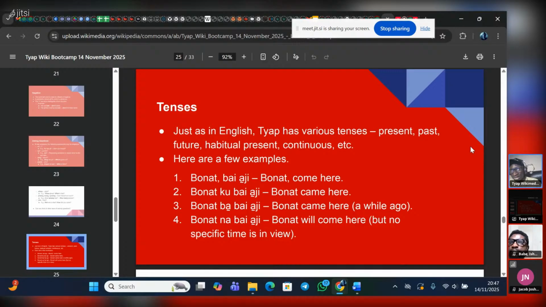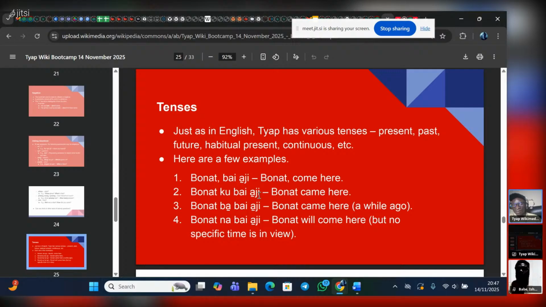So there are three at the back, three at the front in here. The first example says Bonat bayeji. If we are to make it very typical, we will have something before the command. So it will be Bonat bayeji, Bonat, come here. Then the second example says Bonat kobayeji, Bonat has come here, or Bonat came here. And then we have the third one, Bonat babayeji, Bonat came here.